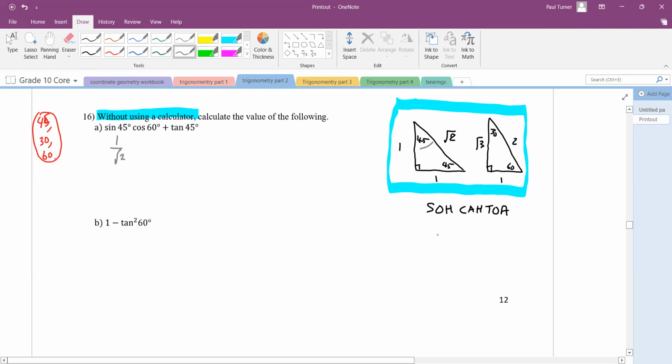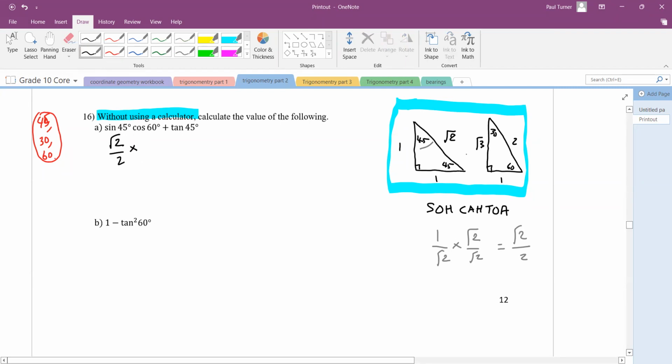And if you like, 1 on root 2 can be changed to be multiplying by root 2, top and bottom. And this will rationalize the denominator. So you'll get root 2 on 2. So you could change that to root 2 on 2, which may be nicer at the end. So let's make that root 2 on 2.